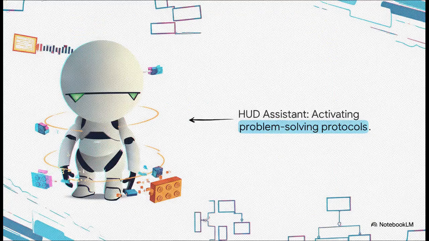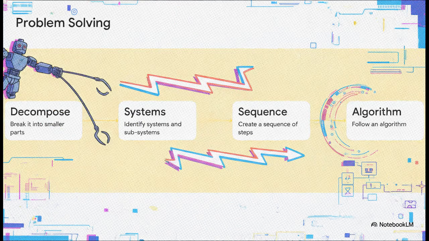But hey, don't panic. To beat the teacher, you really don't need luck. You just need methodology. We're going to use the Cambridge IGCSE Computer Science Problem-Solving Framework. Now, these are the exact tools programmers use to build super complex software, but they apply perfectly to winning this game and, honestly, solving massive real-world problems. We're going to attack this logically in 4 steps. Step 1, break it down. Step 2, identify systems. Step 3, sequence the steps. And Step 4, follow the algorithm. Let's jump right into Step 1.